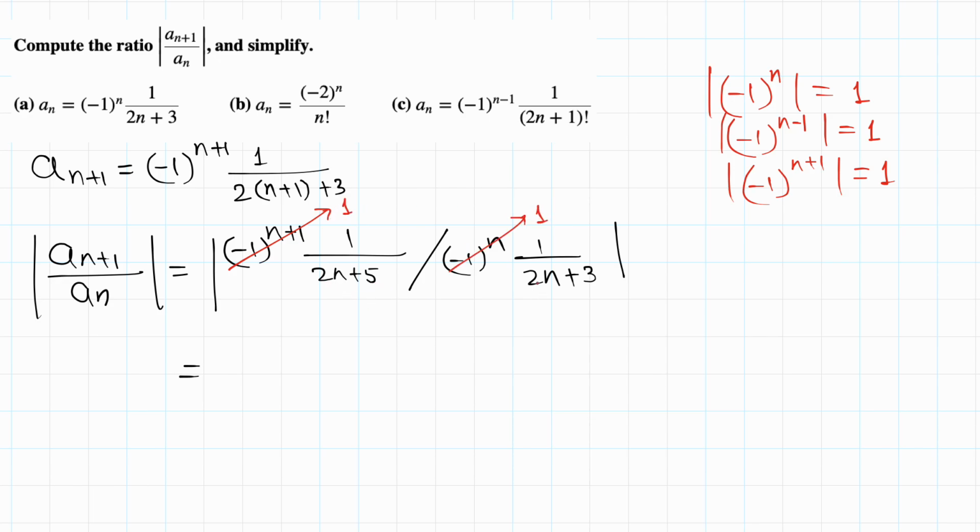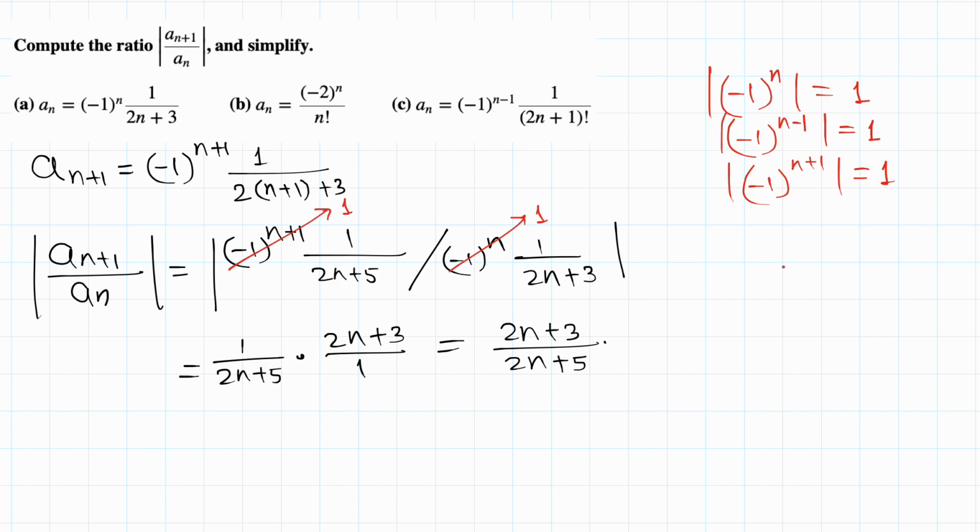2n plus 5 is always positive, and so is 2n plus 3, so we can simply get rid of the absolute value. This is 1 over 2n plus 5. Now if we change this division into multiplication, keep, change, flip, this will be 2n plus 3 over 1. That means multiply the tops, so 2n plus 3 over 2n plus 5. Okay, that's for A. Let's do the same thing for B.